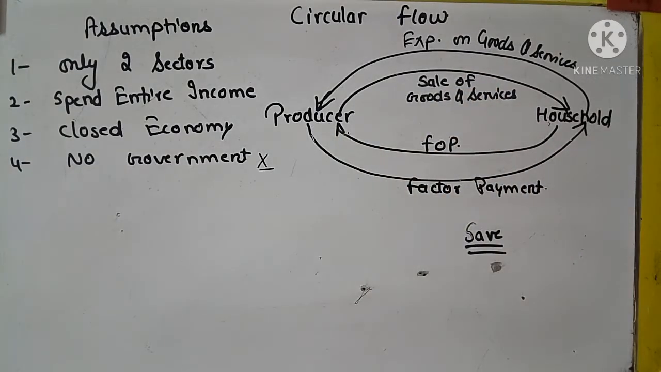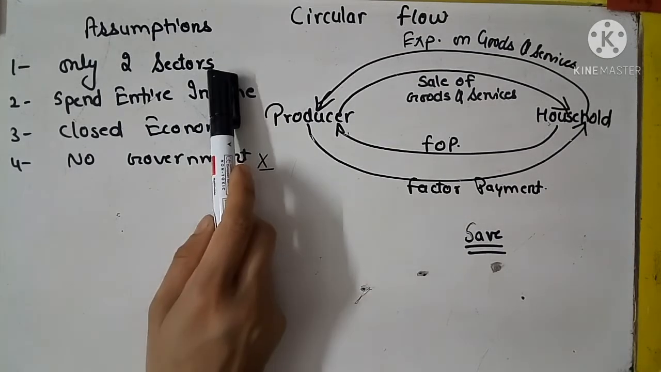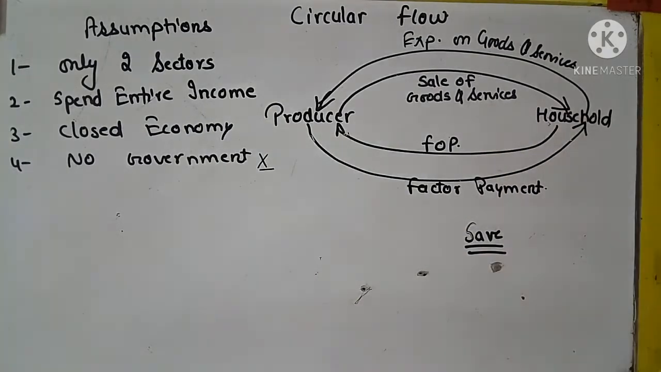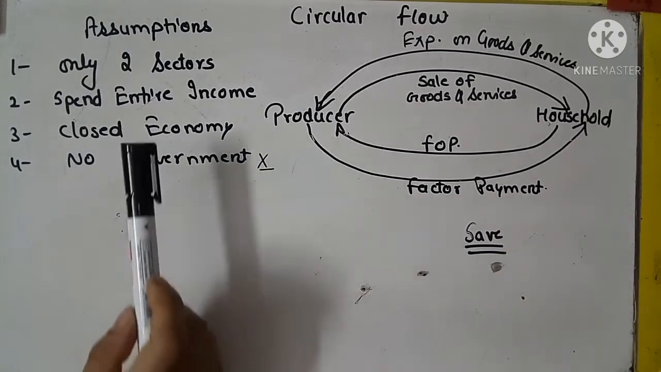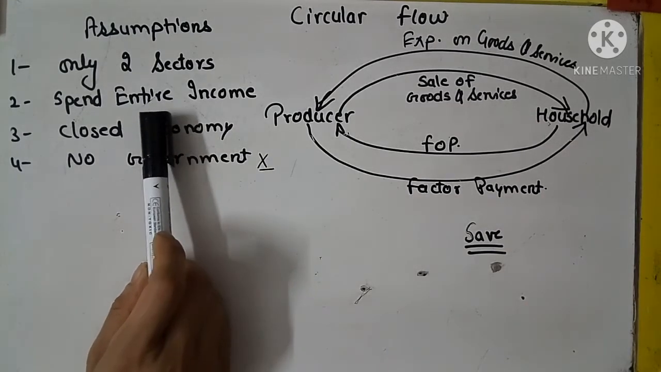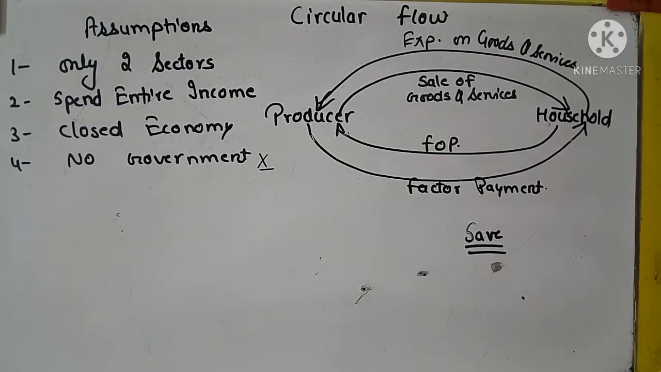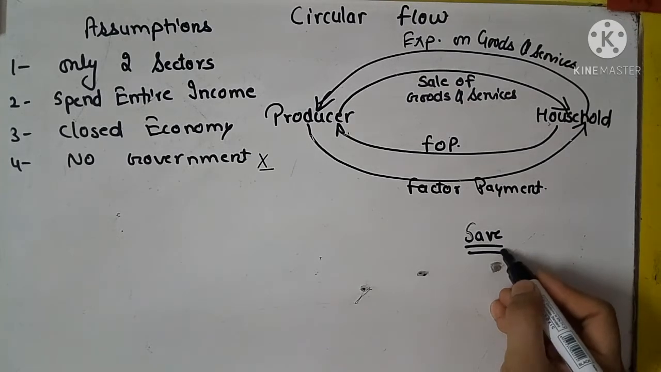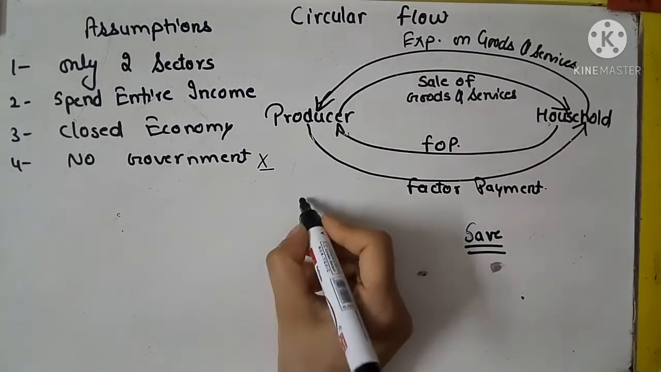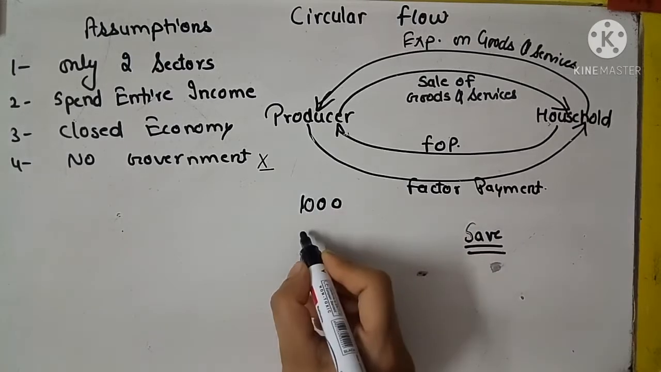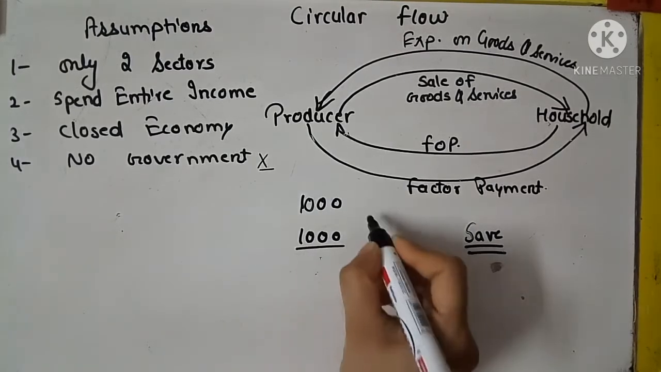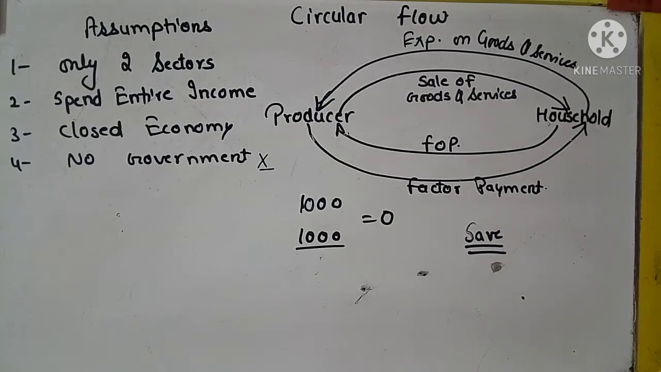But in the circular flow of income, we have to follow certain assumptions. Our first assumption is that in this flow of income, we will consider only two sectors: one is the producer, the second is the household. Second assumption, we will spend all income to buy goods and services, meaning we are not going to save our money. If we earn 1000 income, then we consume 1000 income also. Zero savings will be there.